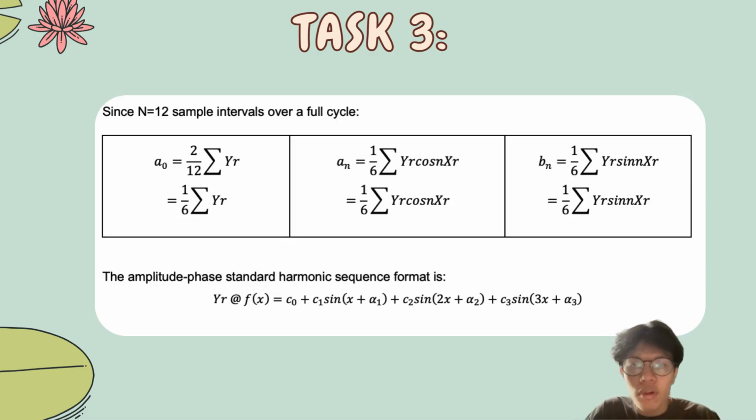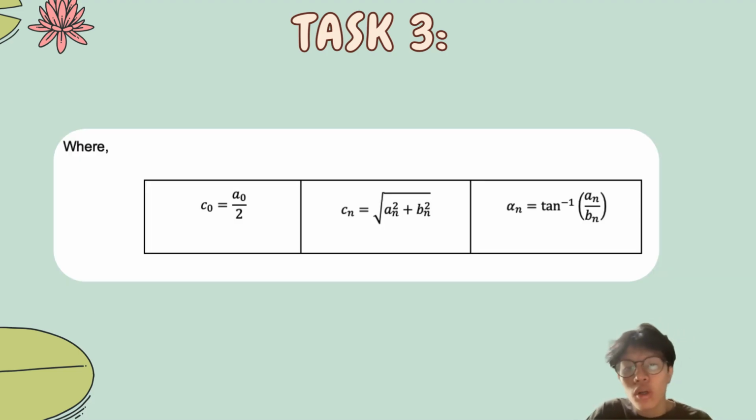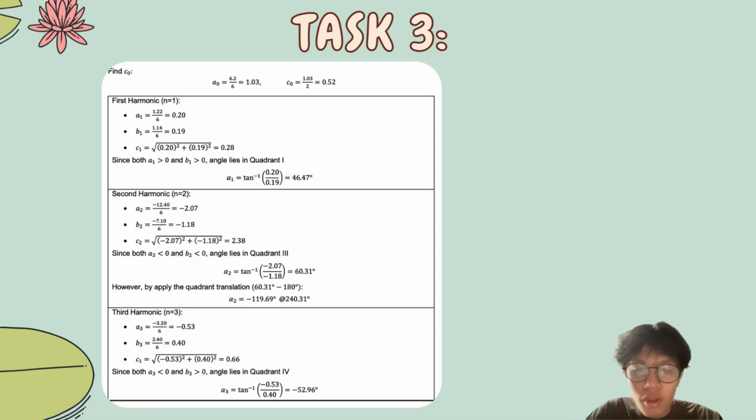Since n is 12, the sample intervals are over the full cycle. We have to find a0, an, and bn. And the amplitude-phase standard harmonic format is given and shown on the slide, where c0, cn and alpha n are also to be determined for the three harmonics. For the first harmonic, we obtain the amplitude c1 and phase angle alpha 1. The same procedure is repeated for the second and third harmonics to obtain c2, alpha 2, c3, and alpha 3.